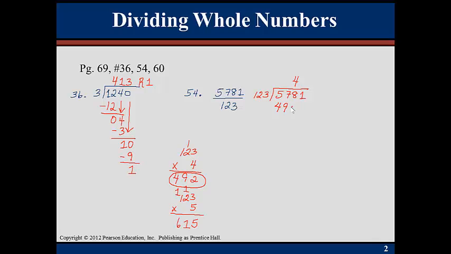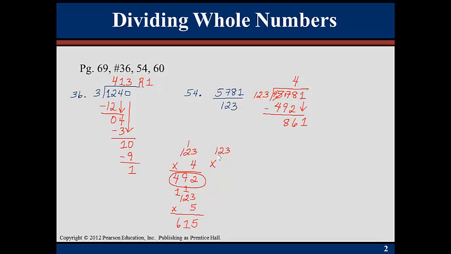We'll write the 492. And then we must subtract. Well, 8 minus 2 is 6. And then we need to borrow here. So we're going to borrow from the 5. It'll become a 4. And the 7 will become a 17. And then 17 minus 9, which is 8. And then drop down the next digit, which is the 1. So now we want to know how many times does 123 go into 861.